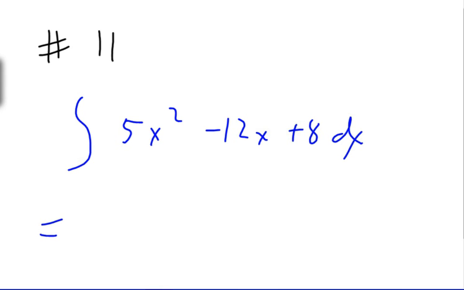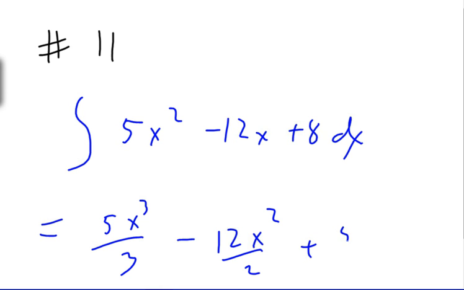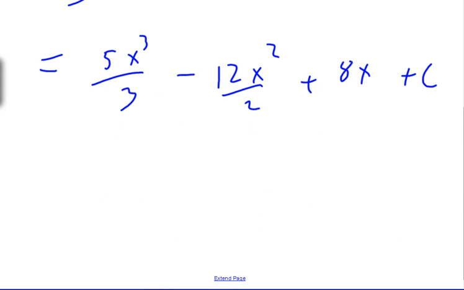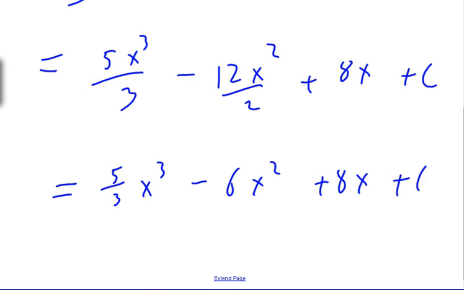Okay, so I got the integral of 5x squared minus 12x plus 8 dx. Alright, so I'm going to take 5x cubed over 3 minus 12x squared over 2 plus 8x over 1 plus c. And then I'm going to rewrite it and call it 5/3 x cubed minus 6x squared plus 8x plus c. And now I'm perfectly okay with that.